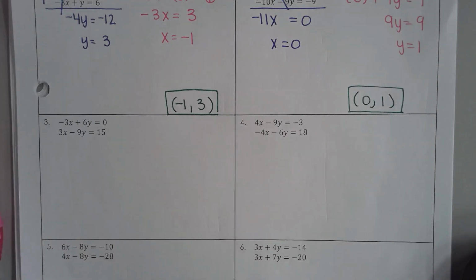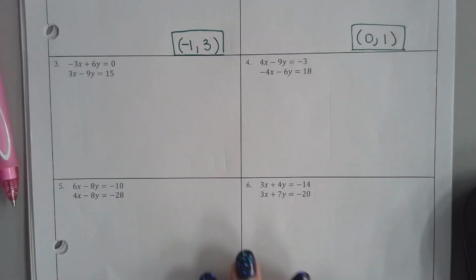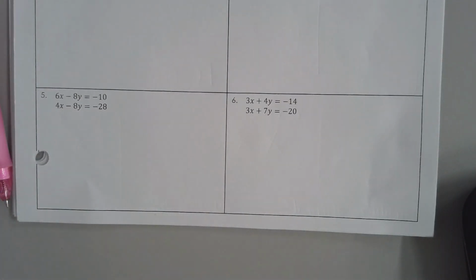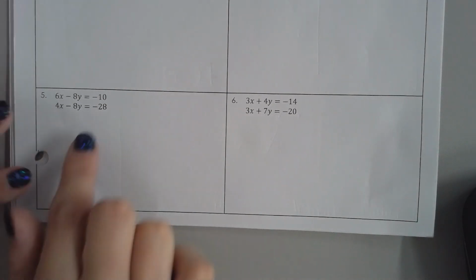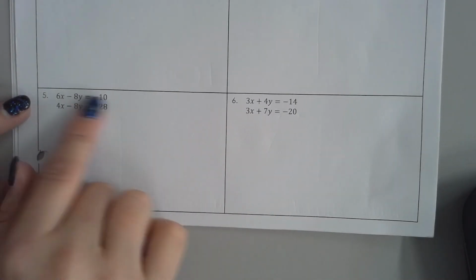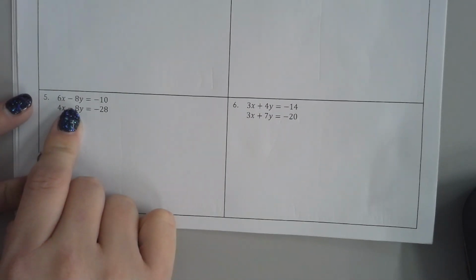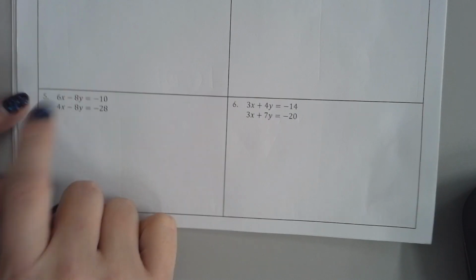Alright, let's skip down to number 5. So, are there any variables that when I add straight down, I'm going to get 0? No, because what is negative 8 plus negative 8? Negative 16. So, we have two options. You could subtract. You could say 6 minus 4, negative 8 minus negative 8. But we could also think of it as multiplying something. So if I want to turn one of these negative 8s into a positive, what could I multiply by? Negative 1.